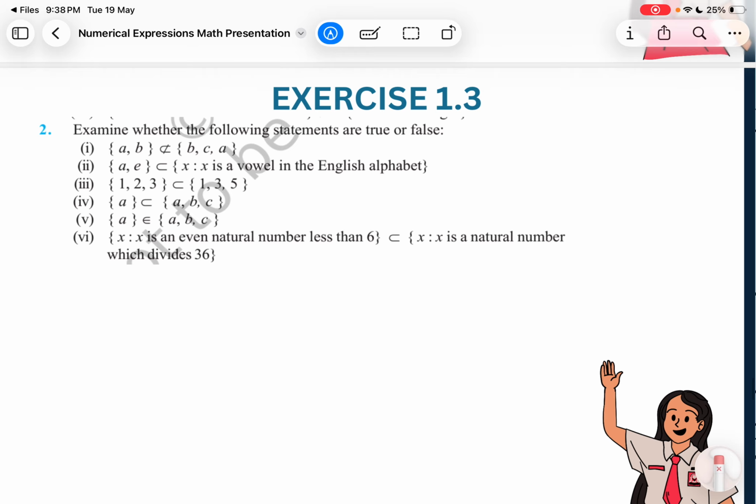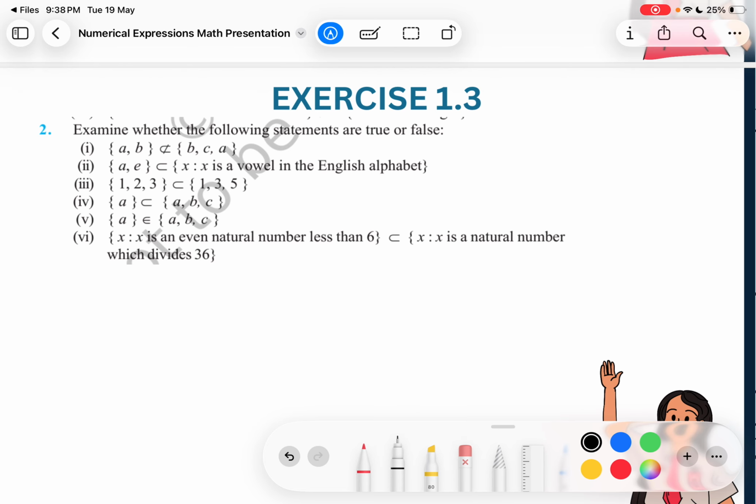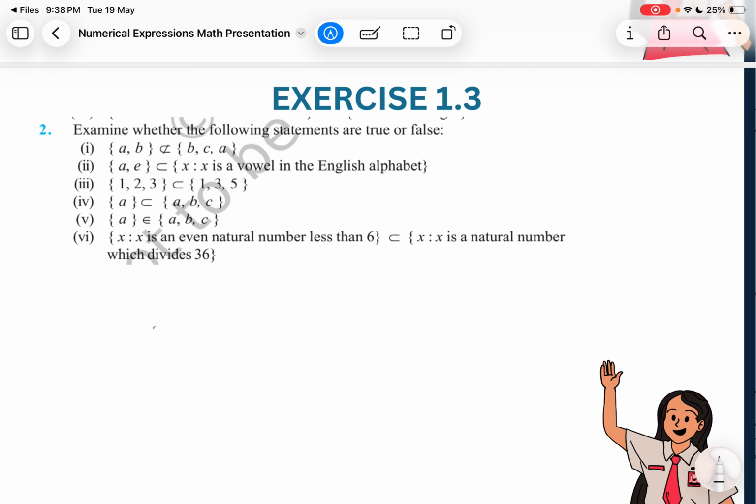Question number 2 here. Examine whether the following statements are true or false. A, B is not a subset of A and B. So this is false. Now A, E is a subset of X such that X is a vowel. Okay, what is a vowel? A, E, I, O, U in the English alphabet. So this is true.